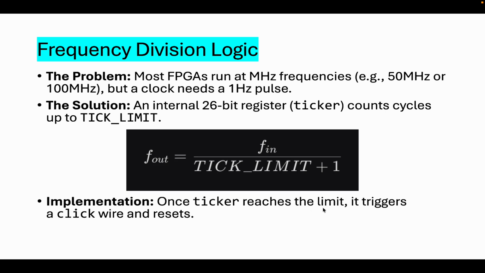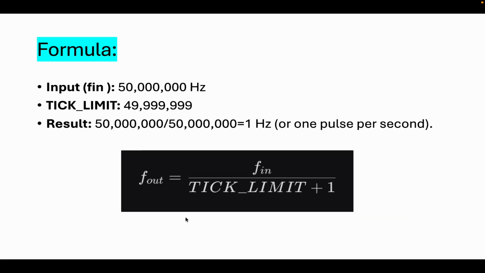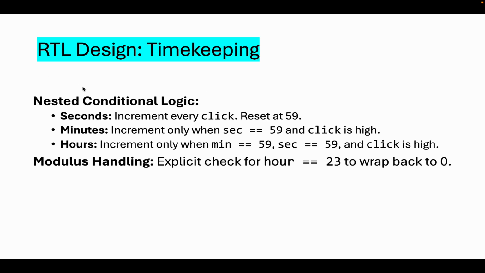Implementation: once the ticker reaches the limit, it triggers the click wire and resets. Here, our input is 50 megahertz, and the limit is the tick limit, minus 1. So the resultant, whatever we get out of this formula, will be equal to 1 hertz. Next, the RTL design, the nested condition logic.